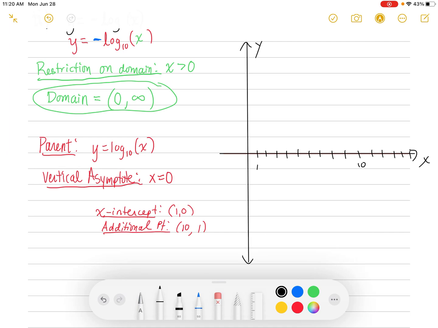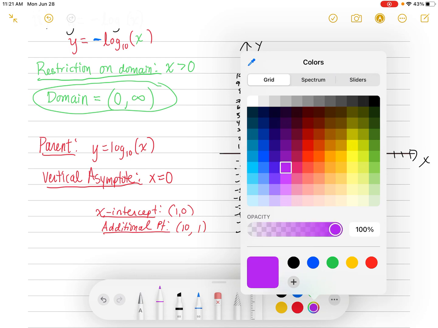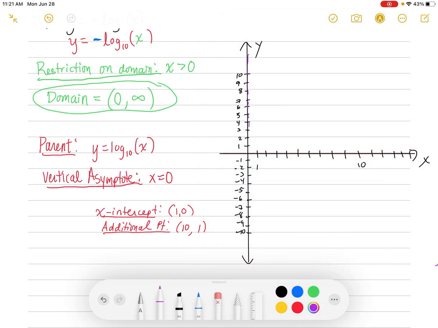X-axis and y-axis. I'm going to count like this: 1, 2, 3, 4, 5, 6, 7, 8, 9, 10, 11, 12, 13, 14, 15. Down here, negative 1, negative 2, negative 3, negative 4, negative 5, negative 6, negative 7, negative 8, and negative 10.